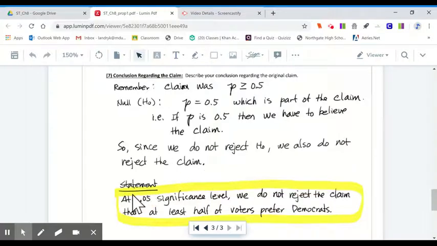And our statement would say, at 0.05 significance level, we do not reject the claim that at least half of voters prefer Democrats. The final statement has to be in context. It has to refer to what we're talking about in the original problem.